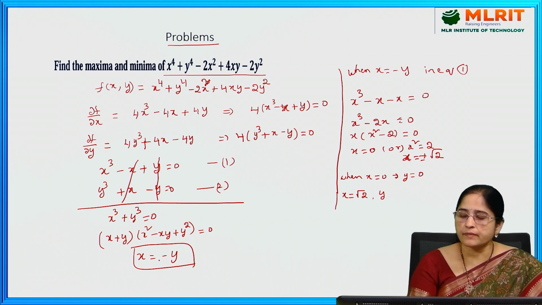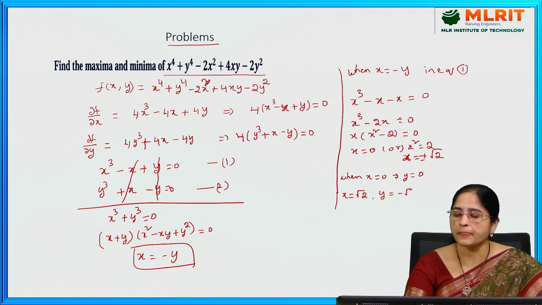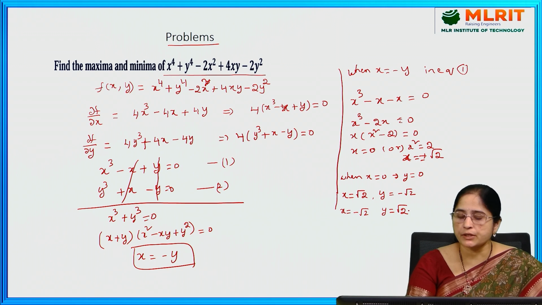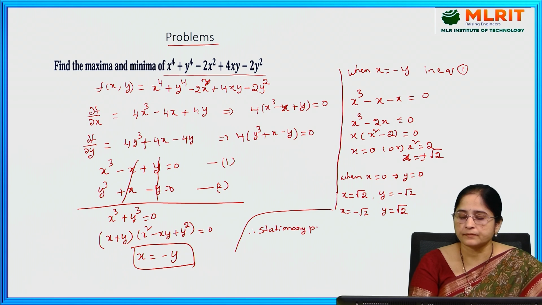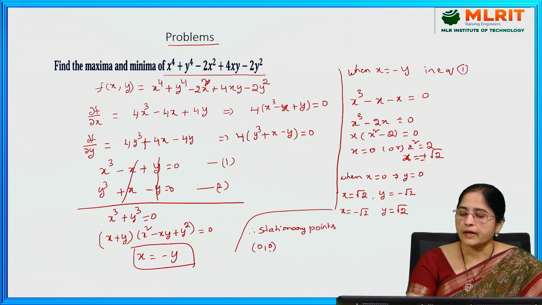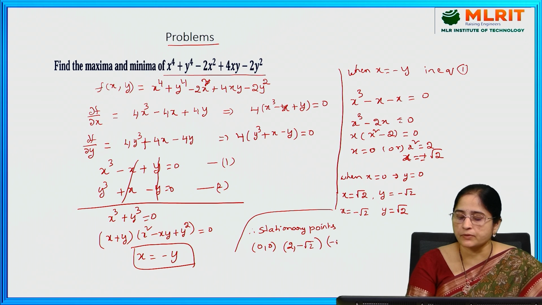So x equal to root 2, y equal to minus root 2. Next one is x equal to minus root 2, y equal to root 2. Therefore, stationary points are 0 comma 0, x root 2, y minus root 2, that is root 2 comma minus root 2. Next one is minus root 2 comma root 2. So these are the stationary points.